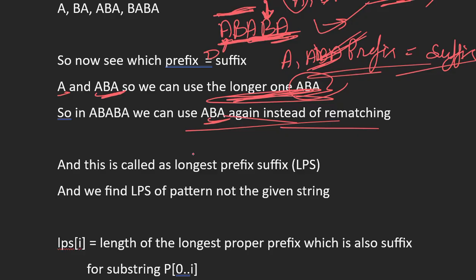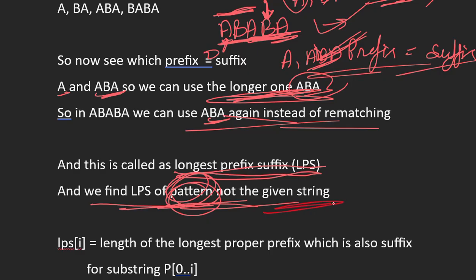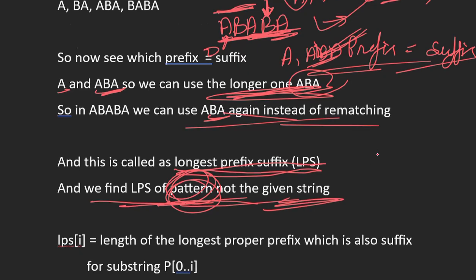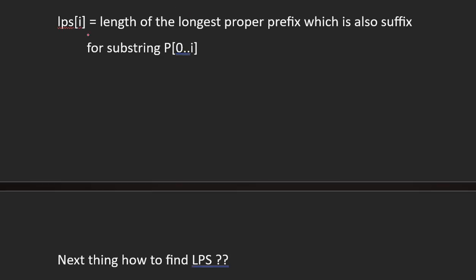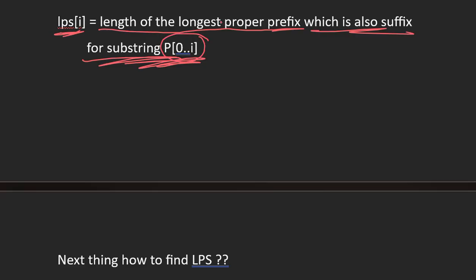This thing is called the longest prefix suffix, or LPS, and we find the LPS of a pattern, not of the given string or text. So let's see what LPS will tell us. LPS of index I tells the length of the longest proper prefix which is also a suffix for the substring in the pattern from index 0 to I. So as you have seen, ABA.